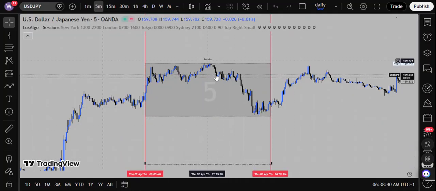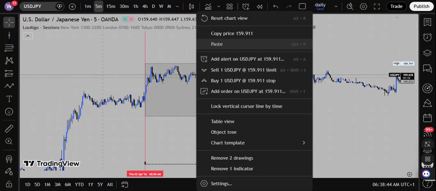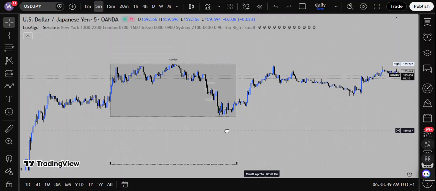Showing each session. Now, since your focus is the London session, now I can just easily take out my vertical lines that I already drew. So you have something like this. Do you get what I'm saying?